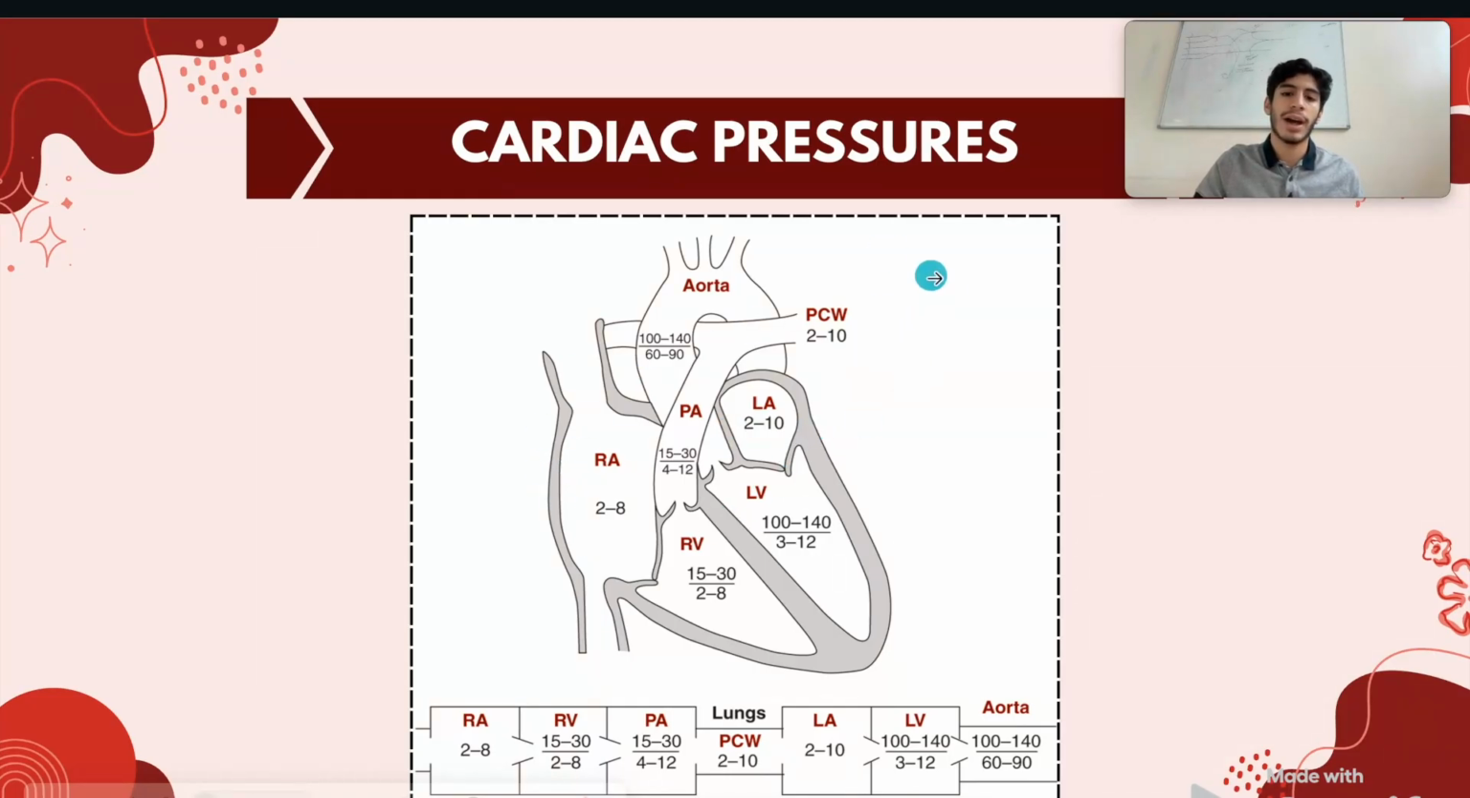And then you have the pulmonary veins and arteries and whatnot. So the pulmonary artery here is 15 to 30 systolic, and then 4 to 12 diastolic. The 15 to 30 systolic is caused by the right ventricle systolic being from 15 to 30, and diastolic is also from 2 to 8. And then the right atrium as well, we don't really talk about systolic and diastolic. It's in the range from 2 to 8. Okay, this is what basically the slide is talking about.